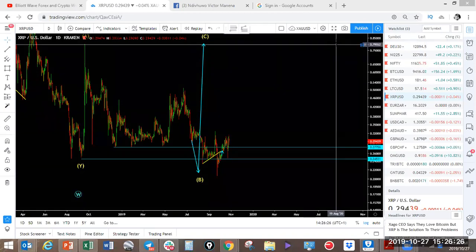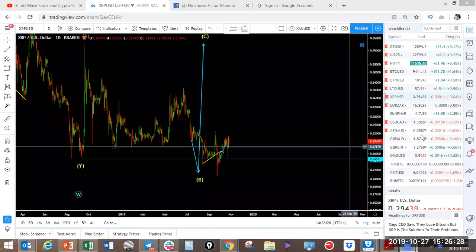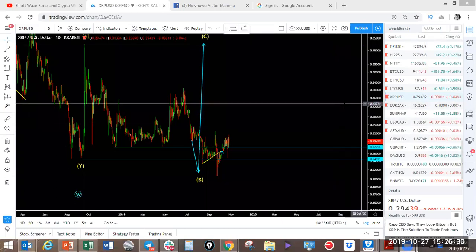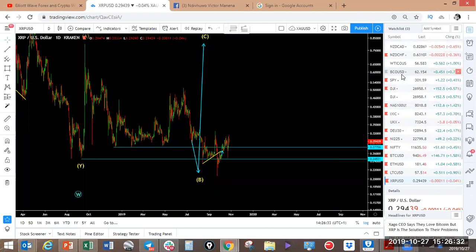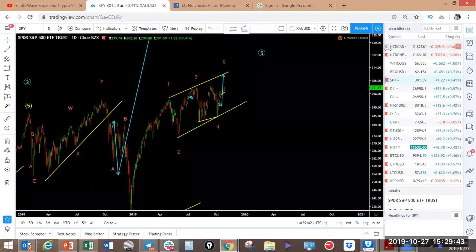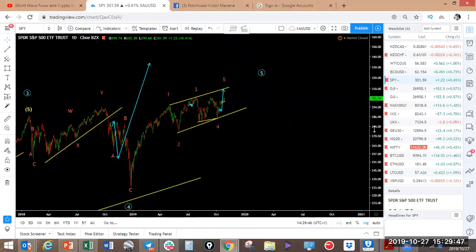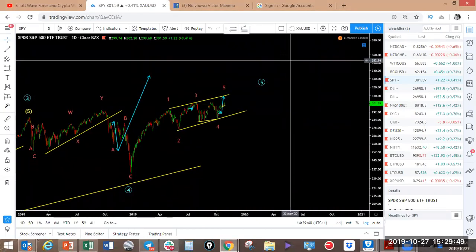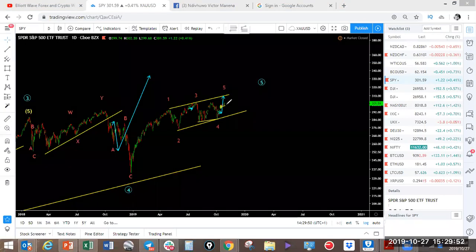Now let's go into the indices. Let's look at the S&P 500. All right, so the S&P 500, this is what we're looking at. We are still within this diagonal. I mentioned last week that we are still looking to get to the top of this upper boundary.